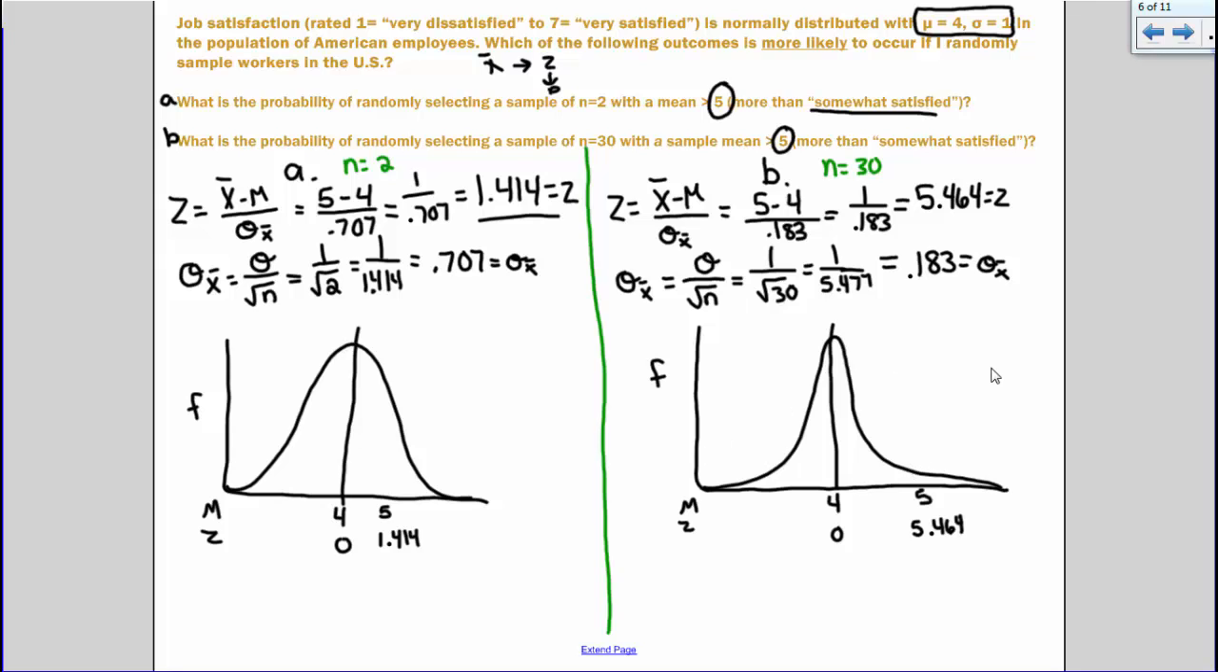But in both cases, if I'm looking for the probability of getting a mean greater than 5, I'm looking at a tail. It's just that the tail for a sample size of 30 is smaller, so I'm going to have a smaller p-value because it's going to be associated with a larger z-score than when I have a sample size of 2. So let's go to the table and look for 1.41 z-score and then find the proportion in the tail.